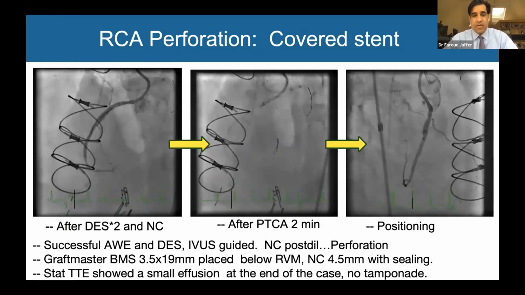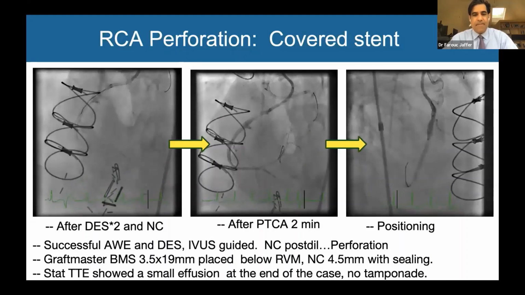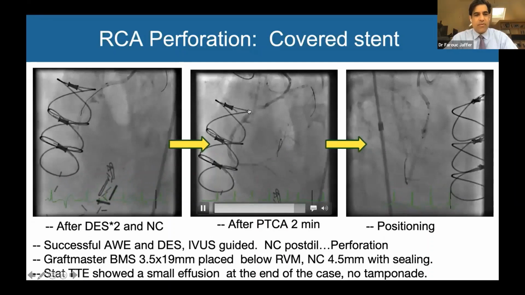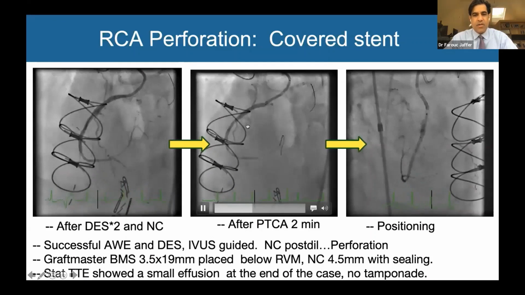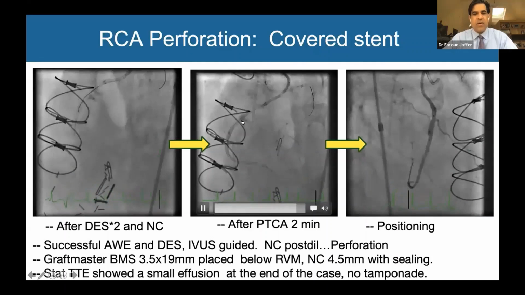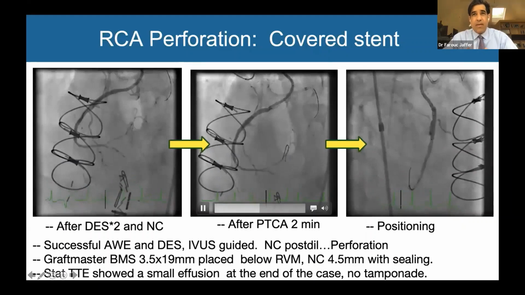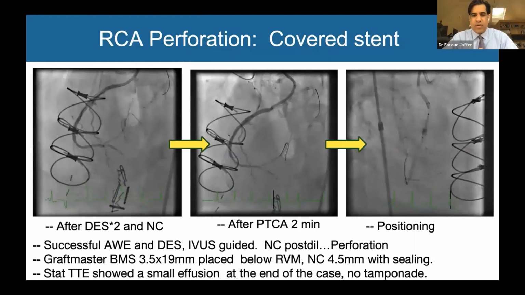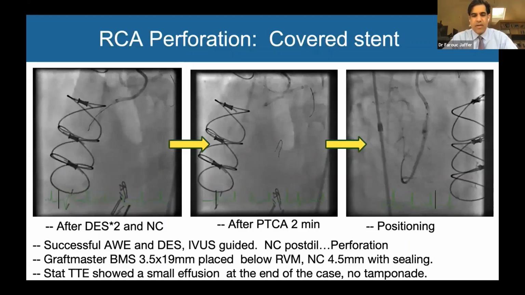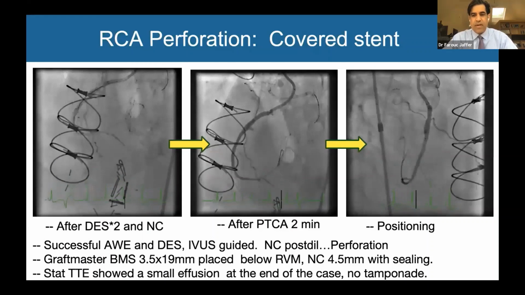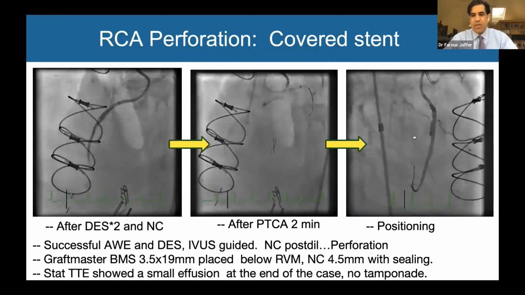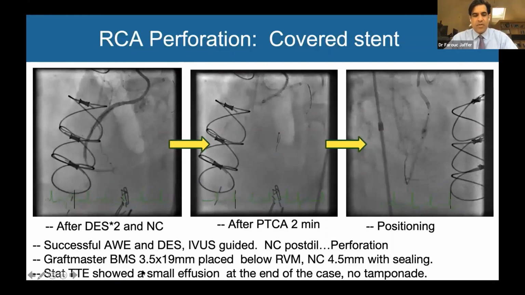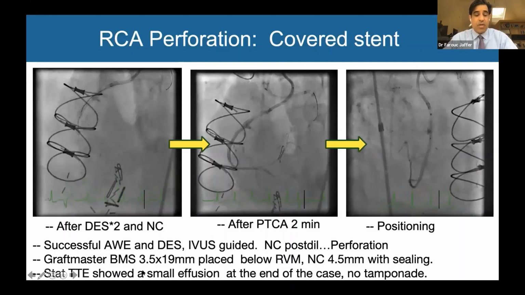Our next step, of course, is to immediately balloon occlude. After occluding for 2 minutes, we took care of actually one of them. It got better, but the second one was still leaking quite significantly. While one may be tempted to try something else, in a proximal, large vessel like this, this is a really good situation to put a covered stent in. A Graftmaster 3.5 by 19 was placed at different angles below this RV marginal branch, ultimately with effective sealing. There's a small effusion at the end of the case, no tamponade and no chamber compression.